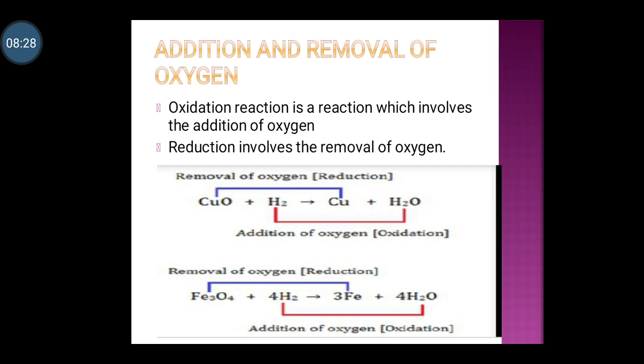Iron oxide and hydrogen. At the end, you have iron and water. Now, the blue line is showing that oxygen was removed from iron, so it is reduction. The red line is showing that oxygen was added to hydrogen. That means it is oxidation. So an oxidation reaction is a reaction which involves the addition of oxygen. Reduction involves the removal of oxygen.